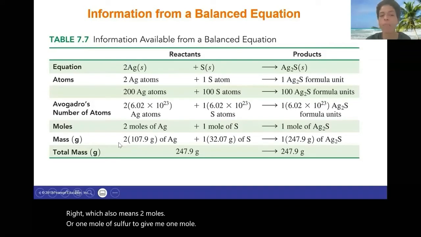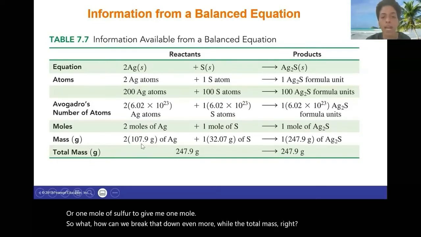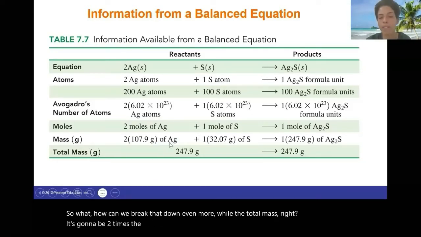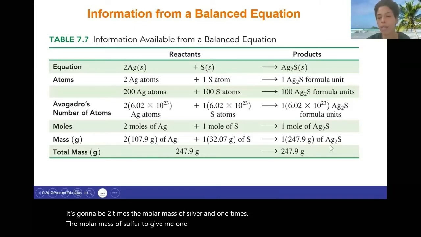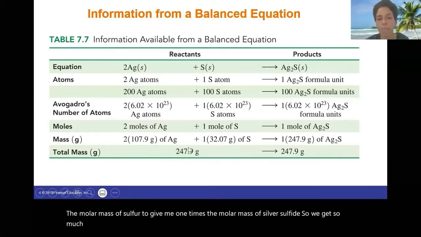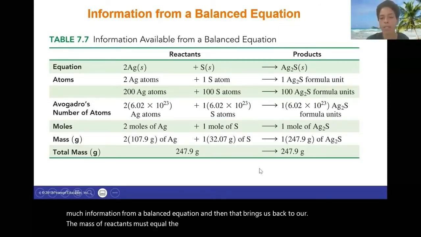So how can we break that down even more? Well, the total mass, right, is going to be 2 times the molar mass of silver and 1 times the molar mass of sulfur to give me 1 times the molar mass of silver sulfide. So we get so much information from a balanced equation, and then that brings us back to the mass of reactants must equal the mass of our products, okay?